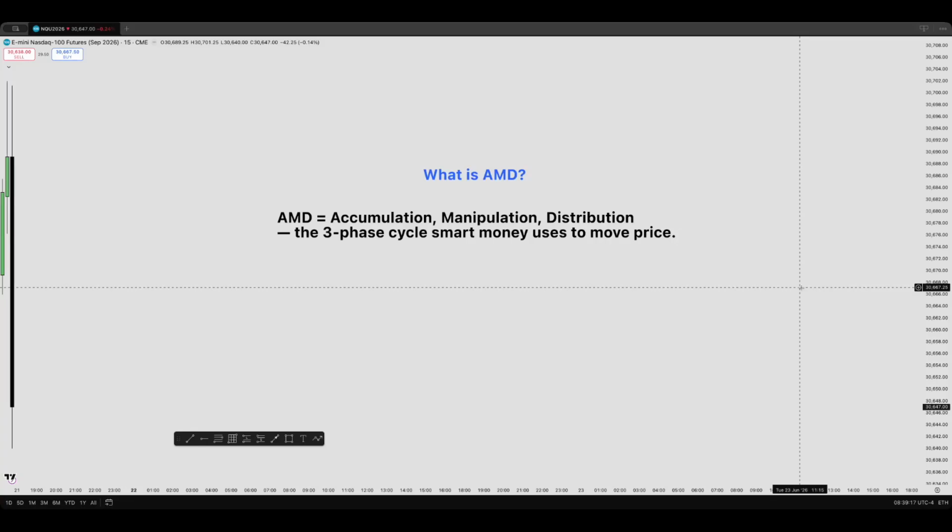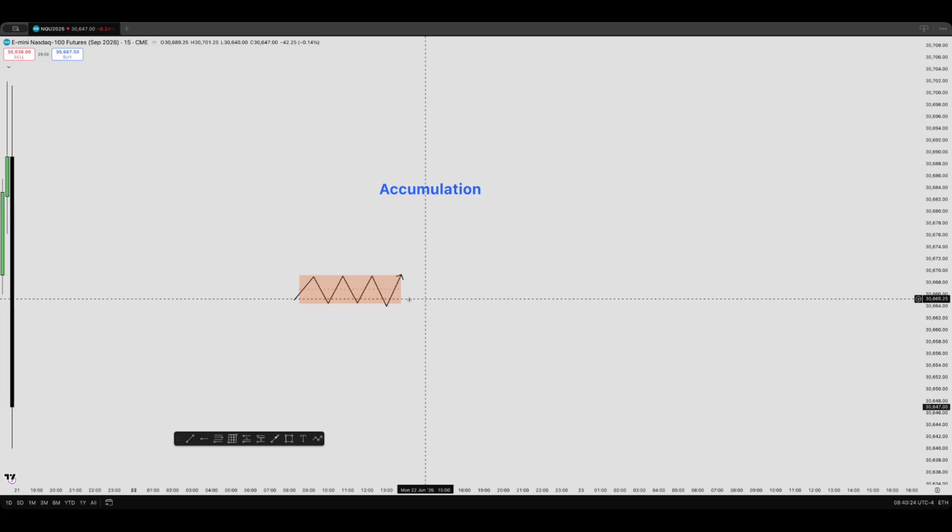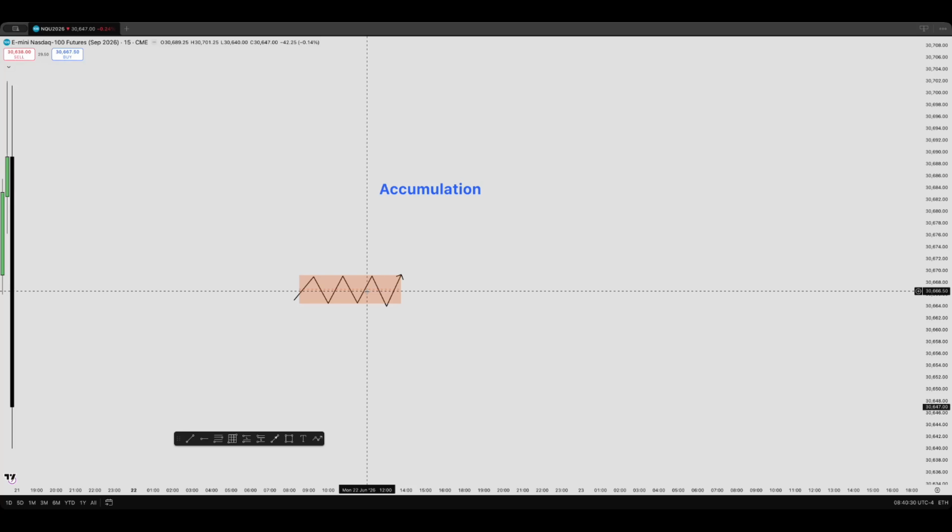So what is AMD? AMD stands for accumulation, manipulation, and then distribution. It is the three-phase cycle smart money uses to move price. Starting off with accumulation, price is just literally chopping sideways. Smart money is building orders on both sides of the market. To the average trader, this just looks like boring, directionless chop.